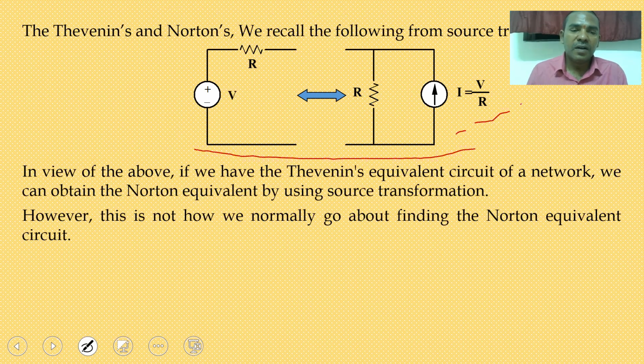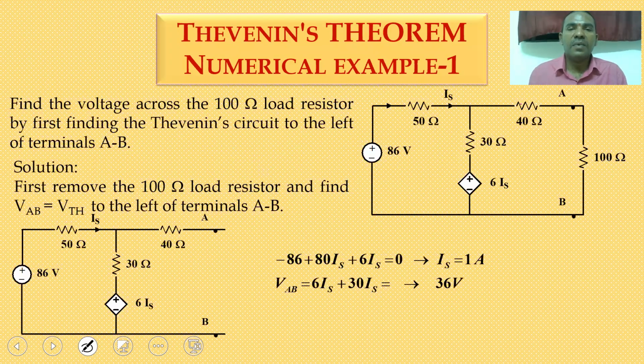Okay. So come to the numerical problem. So Thevenin's. So here you are going for the voltage drop across the 100 ohm resistor. So let us assume between the terminals A and B is a load. The load resistance is 100 ohms. We have to go for the calculation of the 100 ohm resistor voltage drop, by using Thevenin's equivalent circuit.